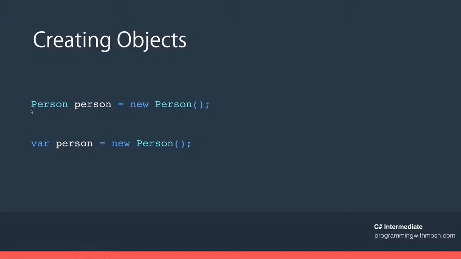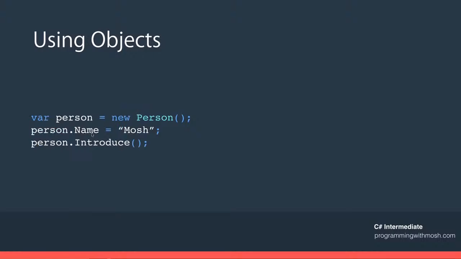Now that we have an object, we can access members of that object, like accessing the name field and giving it a value, or we can call one of its methods. Before we start coding, let's talk about class members. In C#, we have two types of class members. We have instance members and static members.